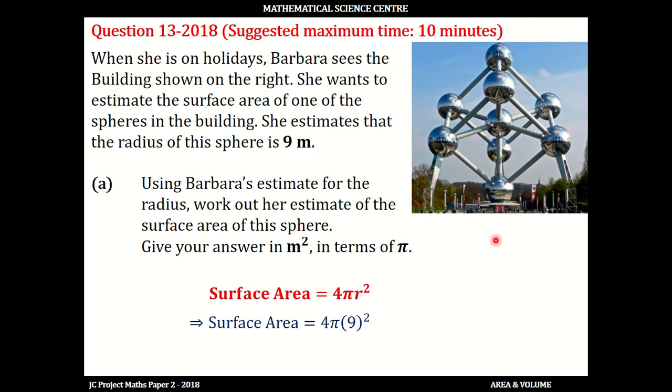And what is that answer in terms of pi? If you put 4 pi bracket 9 squared into your calculator, it's 324 pi. Okay, so we've left the answer in terms of pi only because the question told us to do so. Otherwise, you would have to work out the decimal equivalent.